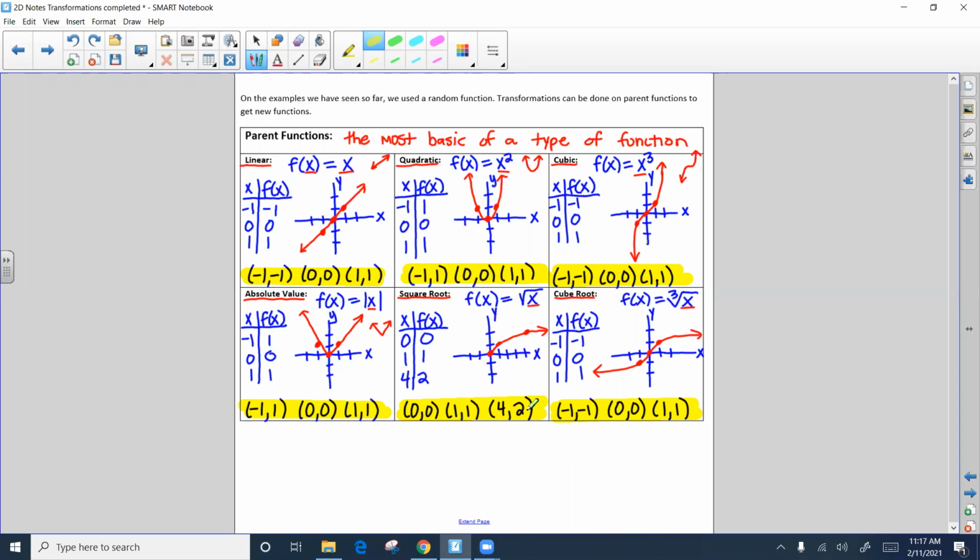Okay, so take a screenshot of that if you need to, or copy down anything that you don't have yet, because we're going to need to know all of these functions. So again, there's going to be things in here that you might need to actually study and memorize, because we'll use these parent functions to do transformations.